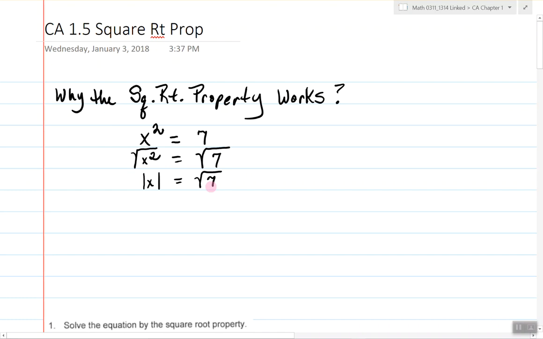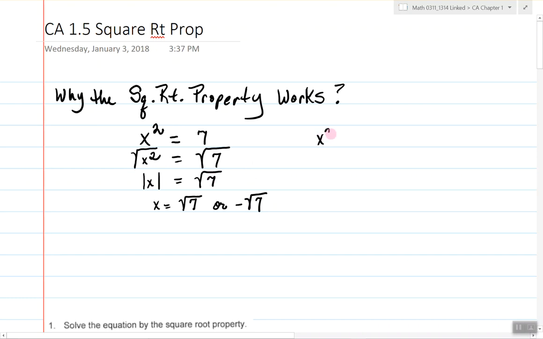But in order to say that the absolute value of x is the square root of 7, x will equal either the positive square root of 7, because the absolute value of the square root of 7 is the square root of 7, or the negative square root of 7, because the absolute value of the negative square root of 7 is also the square root of 7. Let me give you another example.